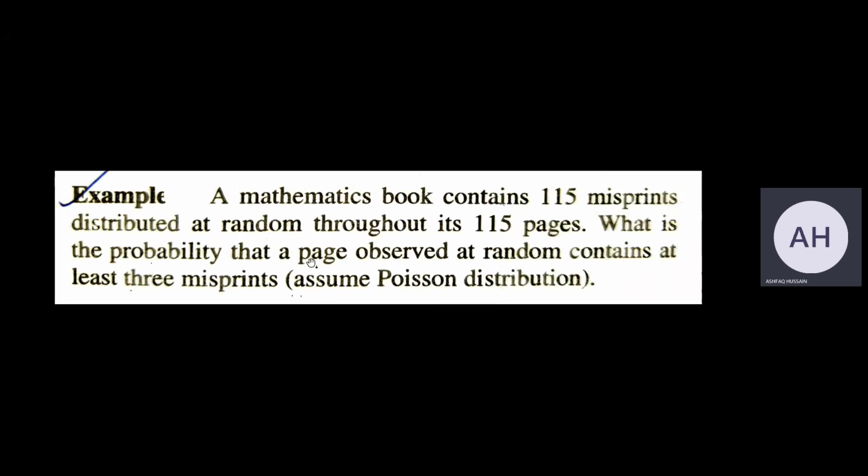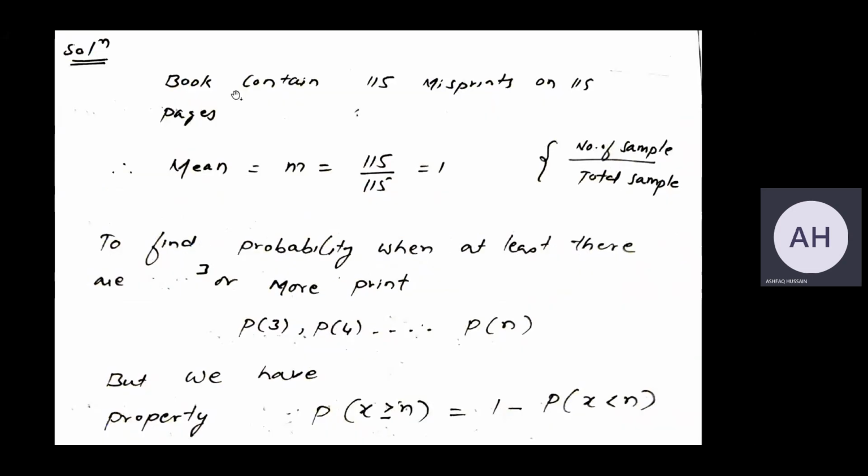Then what is the probability that the page observed at random contains at least 3 misprints? This 3 indicates the value of X. So a simple equation is used here. Just observe the solution. The book contains 115 misprints on 115 pages. So the mean is the number of misprints divided by the total number of observations. So that gives 1.